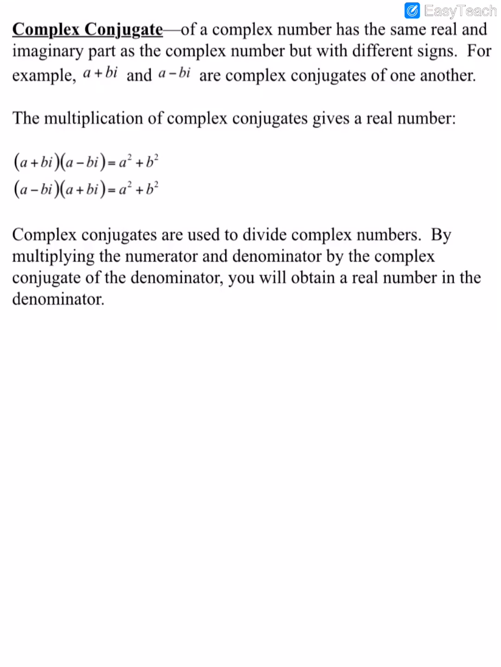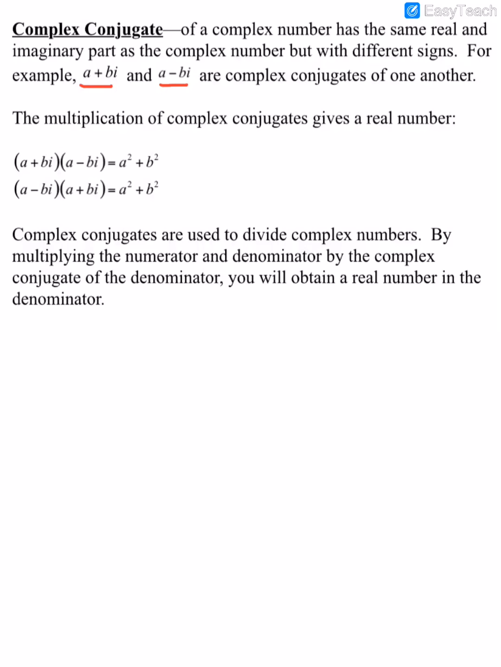Complex conjugates are used whenever we are trying to get rid of a complex number or to make it a real number. So a complex conjugate is when we have a complex number like this, a plus bi, and the complex conjugate would be exactly the same except for we change the sign in the middle.